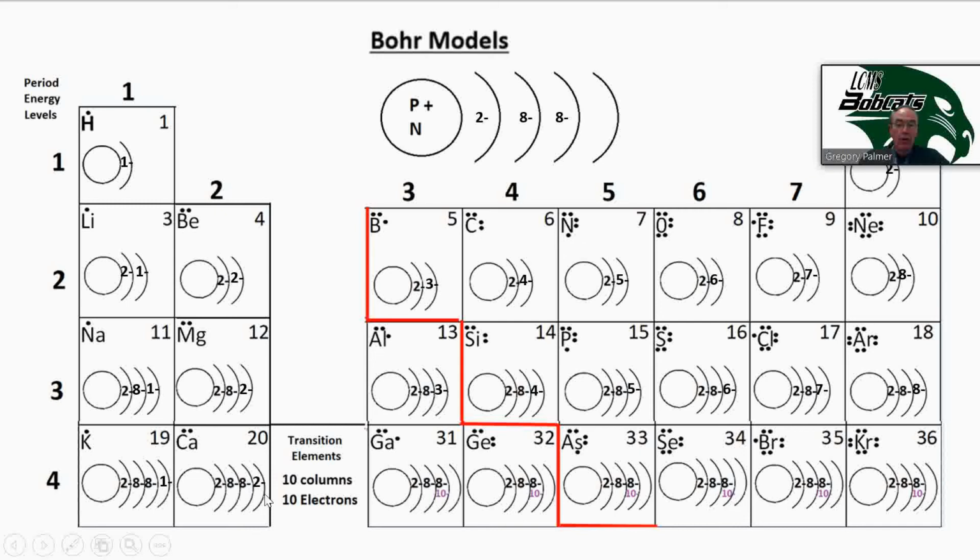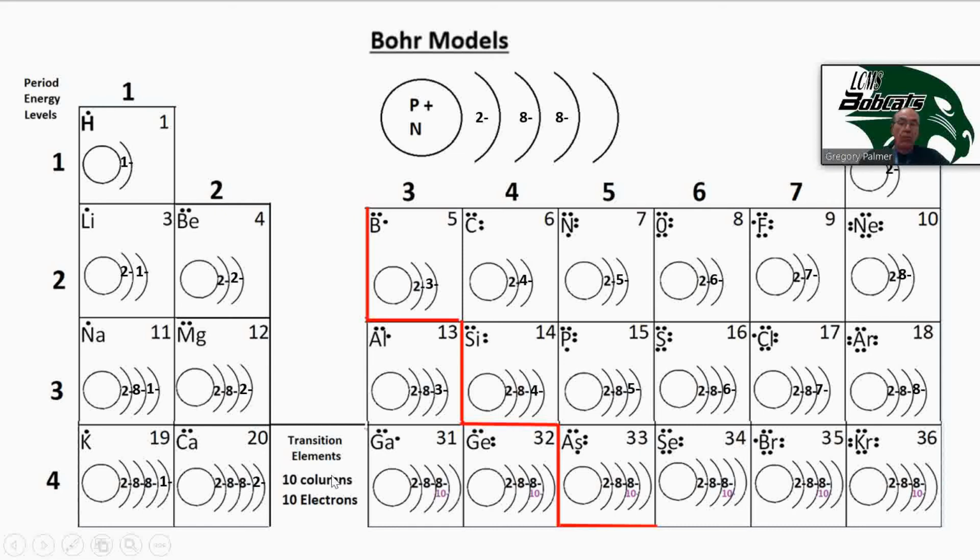Calcium has 1 more valence electron than potassium did. So there's 2 valence electrons now, a total of 20 electrons. So we have a neutral atom. 2 dots represent the 2 valence electrons. Now these transition elements, we skip over them in middle school.